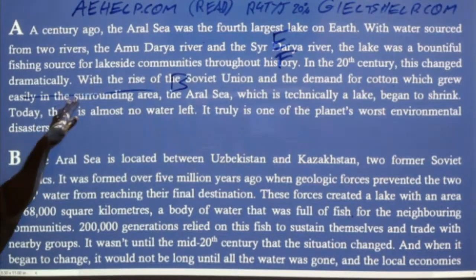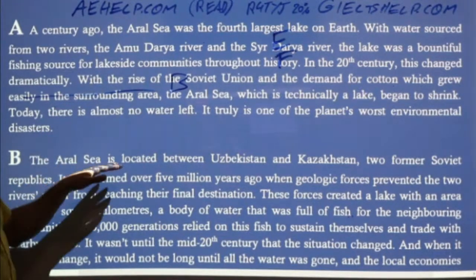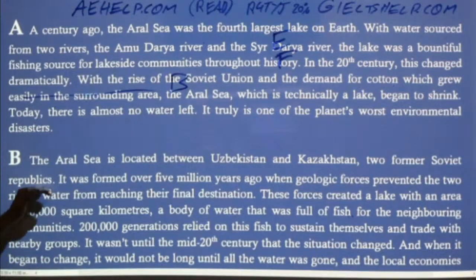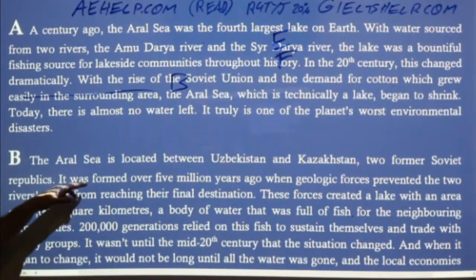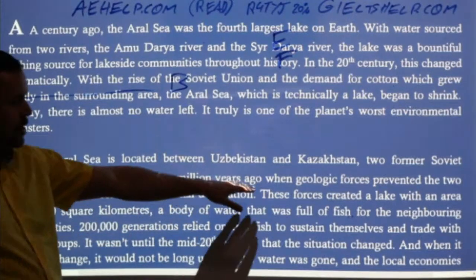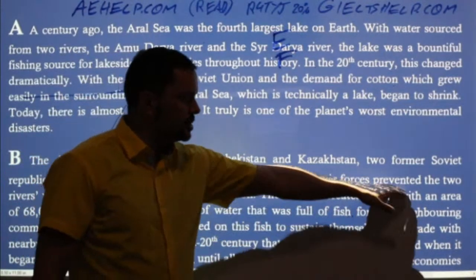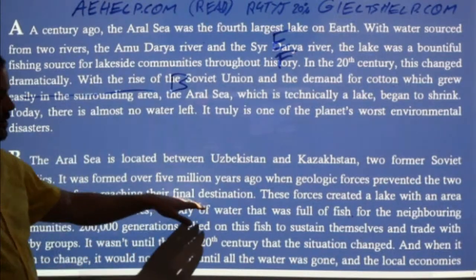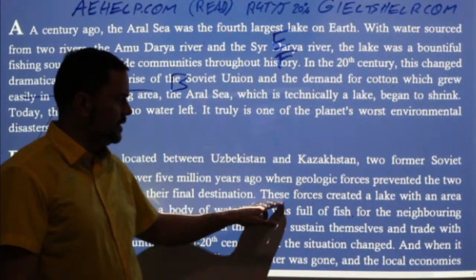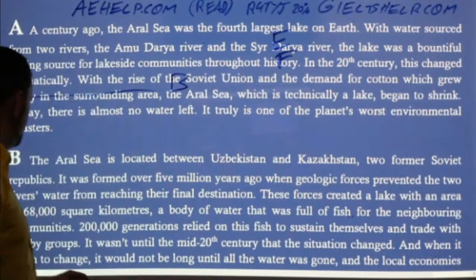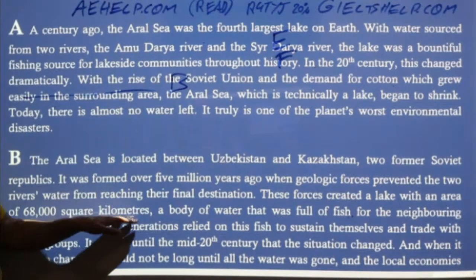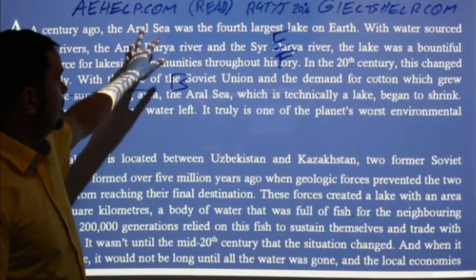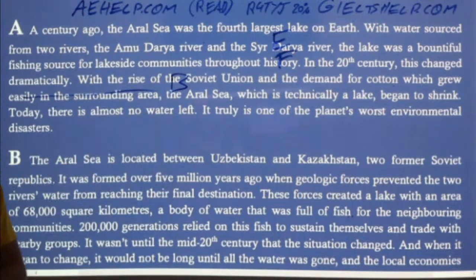So this was the background, this was the history. The Aral Sea is located between Uzbekistan and Kazakhstan, 2 former Soviet republics. It was formed over 5 million years ago when geologic forces prevented the 2 rivers' water from reaching their final destination. These forces created a lake with an area of 68,000 square kilometers. Which one's the better answer? This one or this one, A or B?